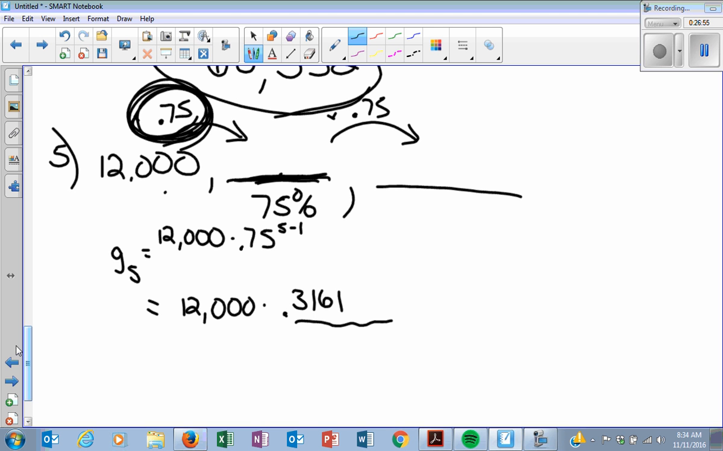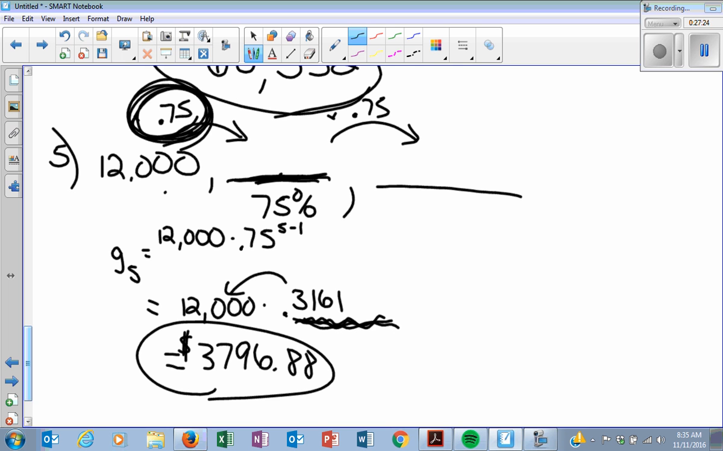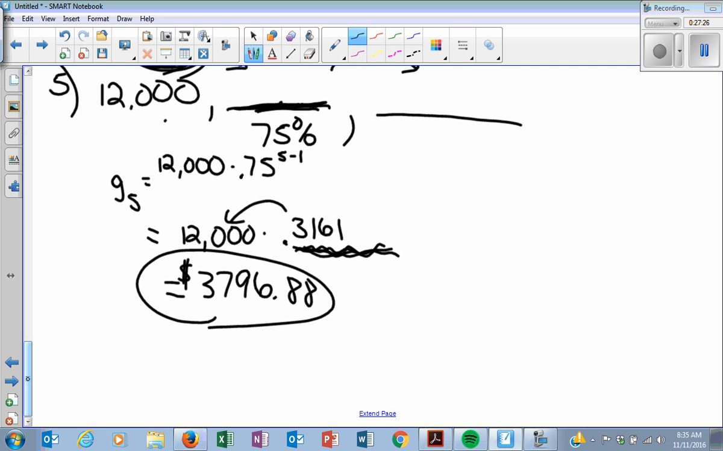Does that make sense? So right now, you leave that number in, and what do you hit? Times 12,000. Do not round this number and then hit times 12,000. Leave it in your calculator the way it is. Hit times 12,000. And what did you get? 3,796.88. And remember, this is money. That's how much that boat is worth after 5 years.